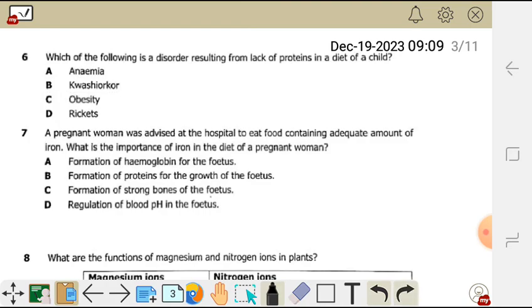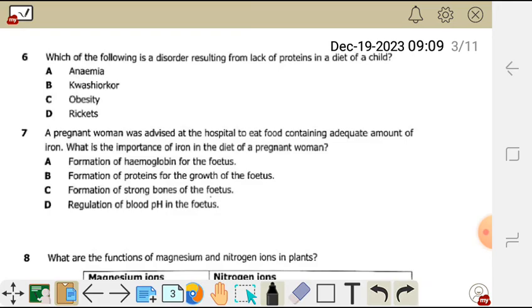Kwashiorkor is a deficiency disease of proteins. Lack of proteins, the child will suffer from Kwashiorkor. Anemia is lack of iron. Iron is involved in the formation of hemoglobin, so if you lack iron, you are going to suffer from anemia. Then obesity is as a result of fats. Rickets is from lack of vitamin D, which is involved in the formation of bones. But for proteins, Kwashiorkor is the deficiency disease. So the correct answer for question 6 is B.